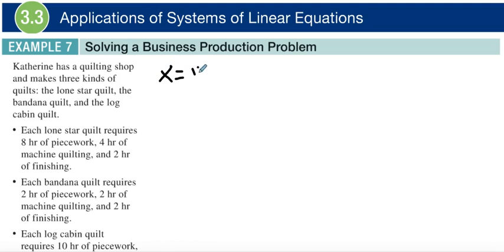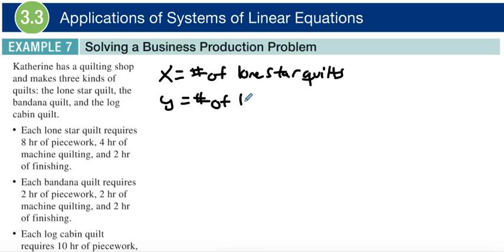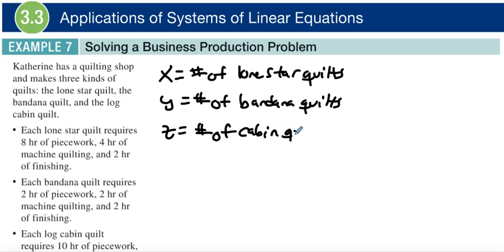So x is the number of Lone Star quilts, and then we'll let y equal the number of Bandana quilts, and then z is going to be the number of Log Cabin quilts. Cool, so that's what we're trying to find. Again, we're going to have a system of linear equations with 3 variables this time. And I want you to check this out here.